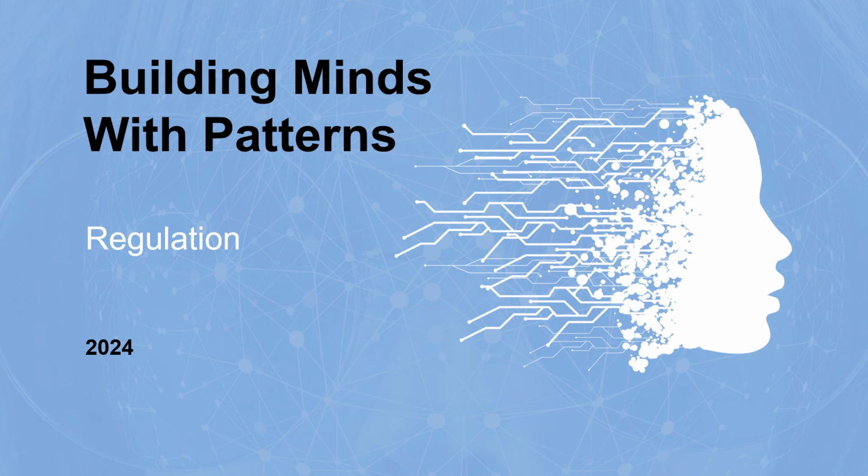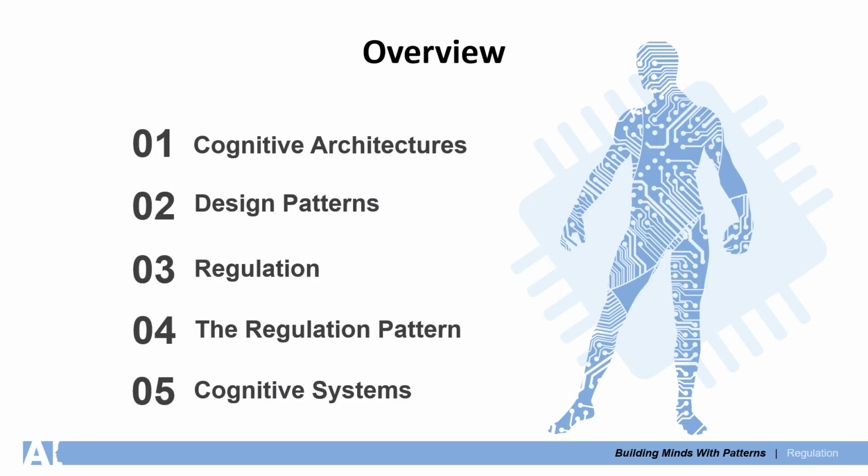This talk in the Building Minds with Patterns series is about the regulation pattern. We will briefly highlight the features of a generic cognitive architecture and discuss design patterns for cognitive systems. Then we will talk about regulation and delve into the specifics of the regulation pattern. And finally, we will review some cognitive systems having this pattern.